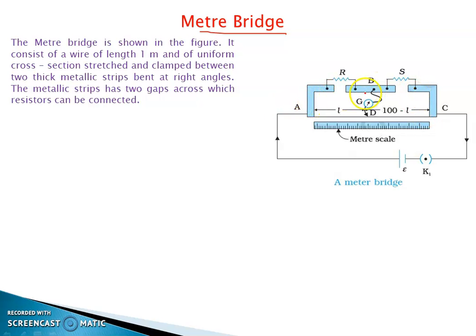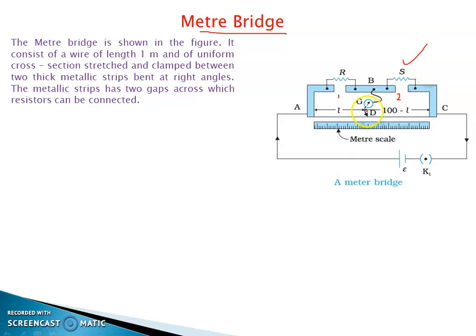Now there are metallic strips. Metallic strips offer very less resistance. That's why we are using metallic strip. There are two gaps, 1 and 2. So we connect the resistances over here. One resistance is unknown, S is unknown, it should be connected in this gap. The other one is known, right? Now at point B we connect a galvanometer. This is the galvanometer, right?